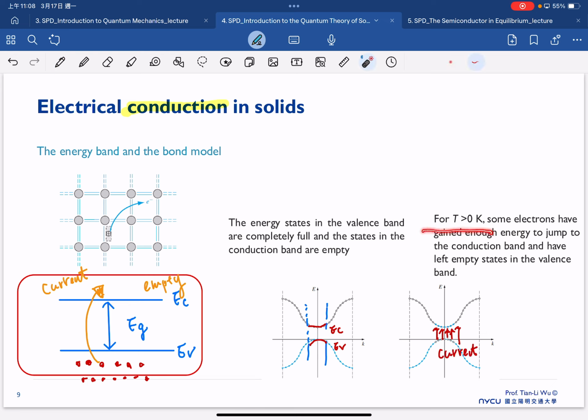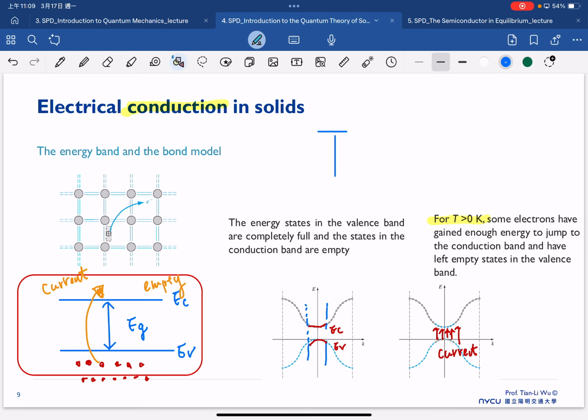For T larger than 0 K, some electrons have gained enough energy to jump to the conduction band, and therefore there are some empty states in the valence band. But anyhow, this is the case that describes how electron conduction happens in solids. We also start to understand that EG, the band gap, is crucial, because if we want conduction, then the electron needs to jump over this EG and reach the other side and become the current.